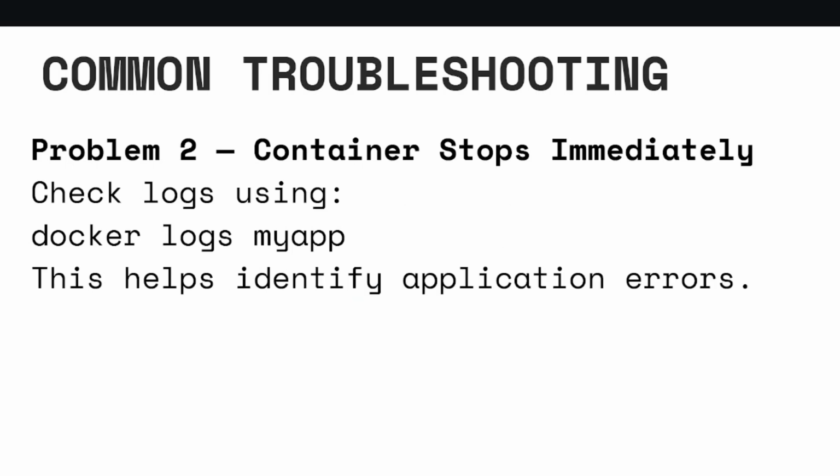The second problem that you may encounter is when your container stops immediately. So what you need to do is to check your logs. There's a command that helps you do that using docker logs, and then you specify the name of your container. So in this case, it's going to be node-app. That was the name of our container. So this helps identify any application errors by checking the logs.